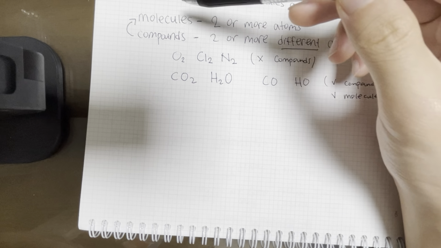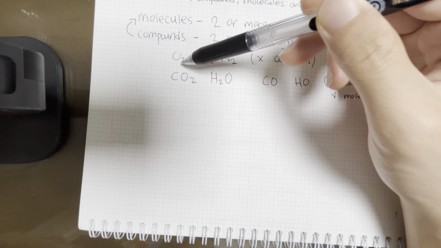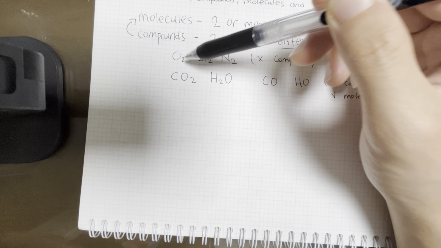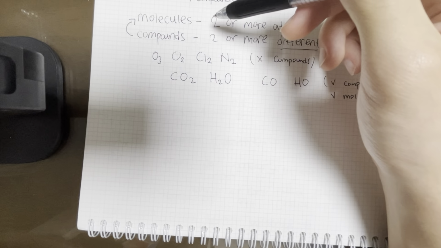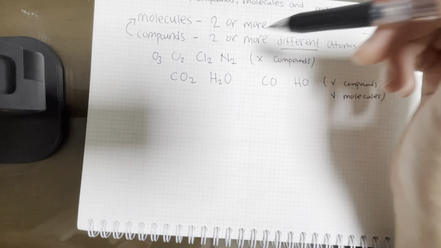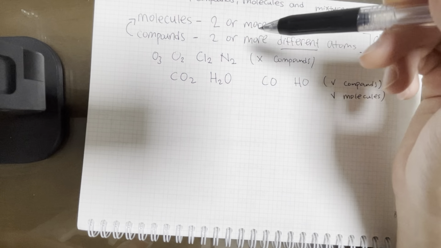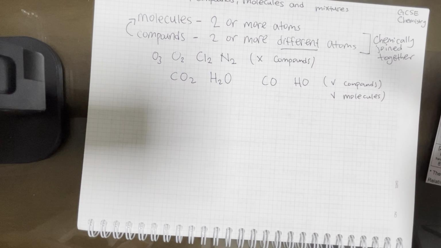So in summary, molecules are two or more atoms, such as oxygen, chlorine, or nitrogen: O2, Cl2, and N2. The important thing to note is that it has to be a minimum of O2. O3 would also classify as a molecule, but it doesn't classify as a compound because it's not two or more different. So you need at least two atoms, and compounds are two or more different atoms, for example carbon and oxygen, and hydrogen and oxygen. Both molecules and compounds are chemically joined together.